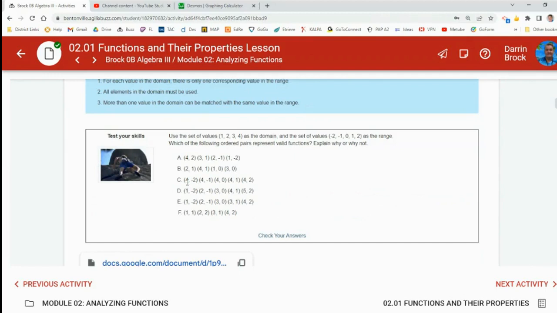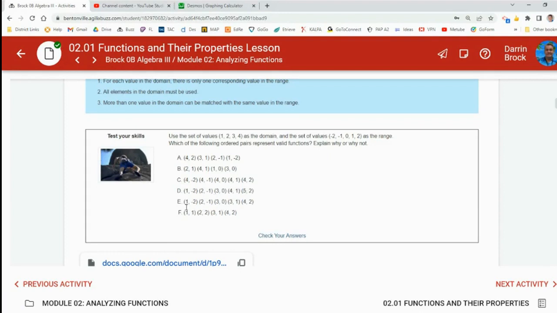Look at this one. C: (4, -2), (4, -1). Oh, right away, we see it's not a function because the value 4 as an x has more than one y. It has -2, it has -1. It also has 0, it has 1, it has 2. There's 5 y's attached to the exact same x. C is not a function. D: (1, -2), (2, -1), (3, 0), (4, 1), (5, 2). 5 is not part of our domain. So this does not fit because it's using a value outside of our domain. Without this last one, that certainly is a function.